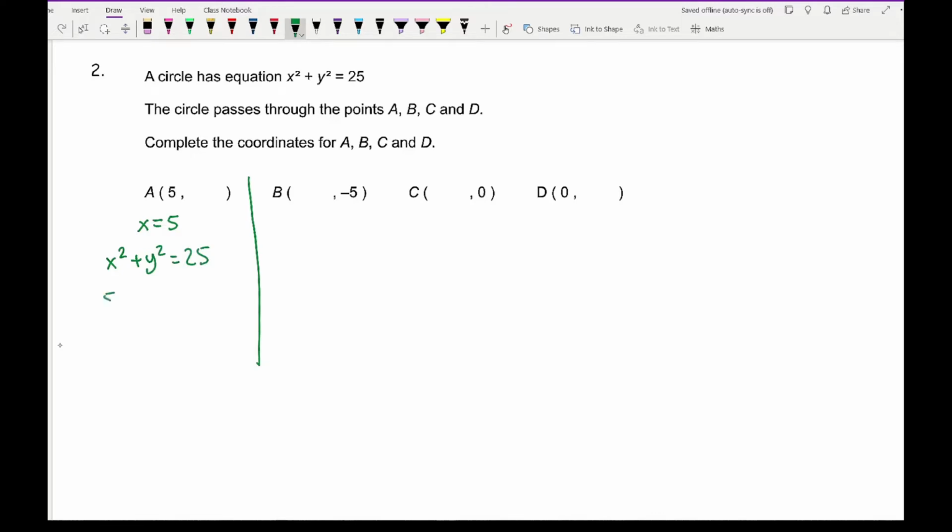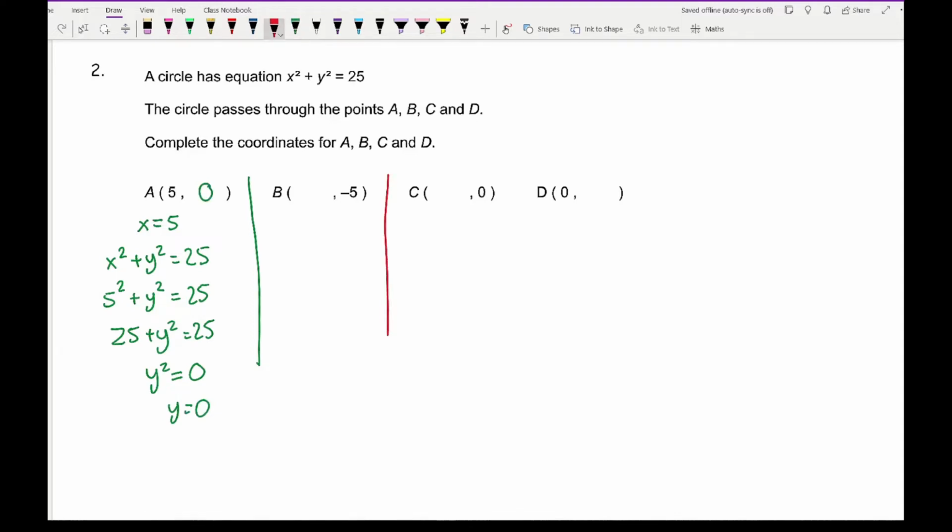So here I'm going to have 5 squared plus y squared equals 25. So 25 plus y squared equals 25. So y squared equals 0. So y is therefore going to equal 0. So I put a 0 there.